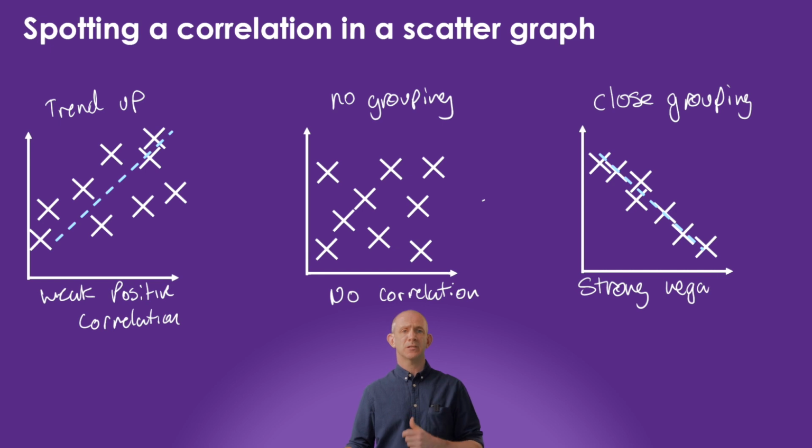If you were to go on to study statistics A-level, you'd be looking at how to draw what's called a line of regression, which is a mathematical calculation for where this line would be. But at GCSE level, we look to roughly estimate it, and it's called a line of best fit.